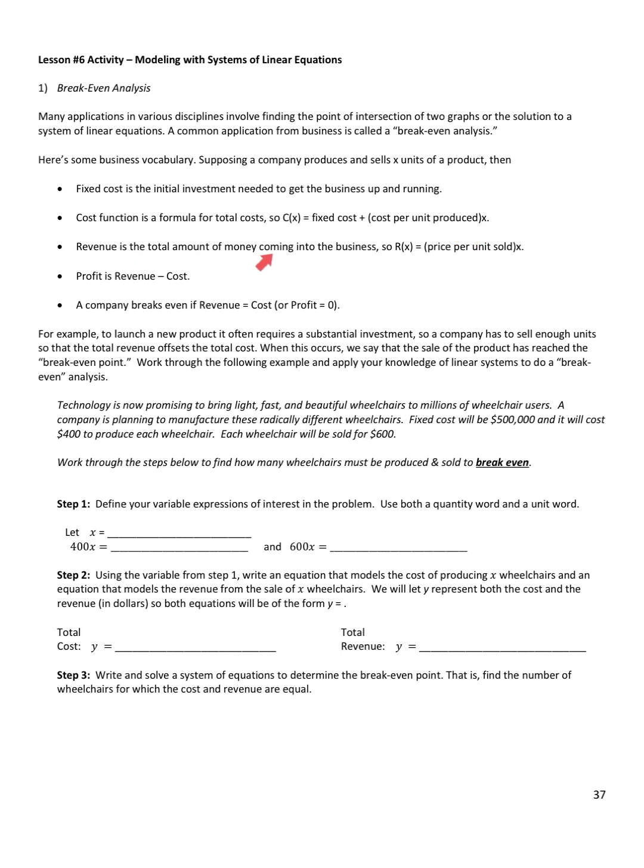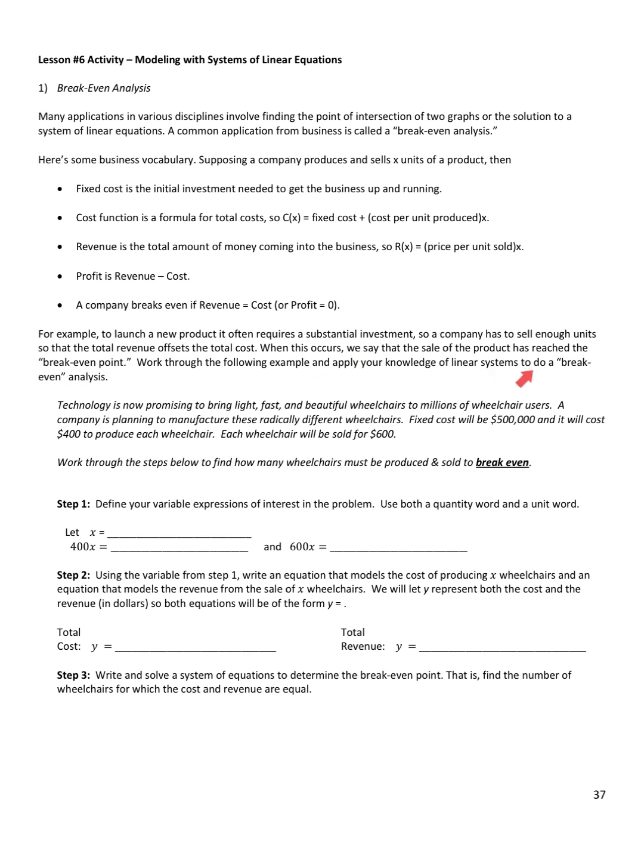Revenue is the total amount of money coming into the business. So it's the number of units sold times the price per unit. And profit is revenue minus cost. And a company breaks even when revenue equals cost, or profit is 0. So for example, to launch a new product often requires a substantial investment. So a company has to sell enough units so that total revenue offsets the total cost. When this occurs, we say that the sale of the product has reached the break-even point.